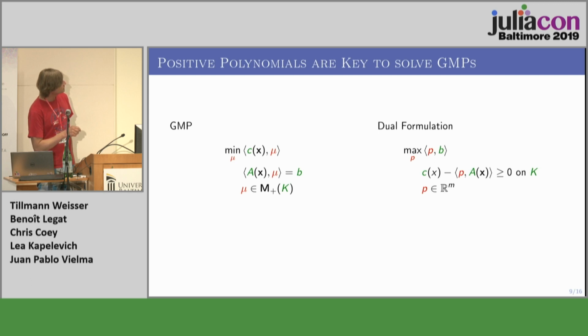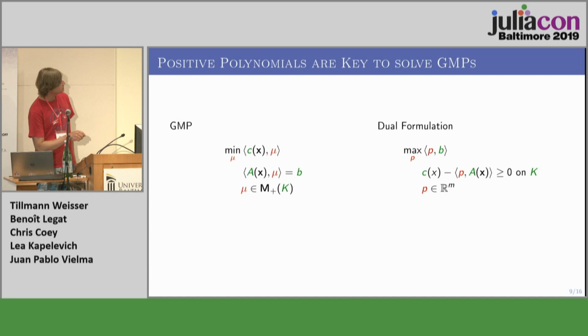So the dual of this will actually look like this. You would add a dual variable P for this constraint here. Then the objective becomes maximizing P times B. And the constraint will be C minus P times AX being in the dual cone of the measures. And the dual cone of the measures is actually the non-negative functions. So here the dual reads like we want to maximize some expression under the constraint that a polynomial, this left-hand side, is non-negative on K.